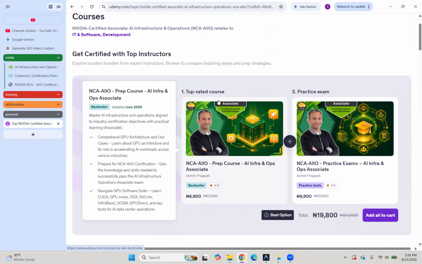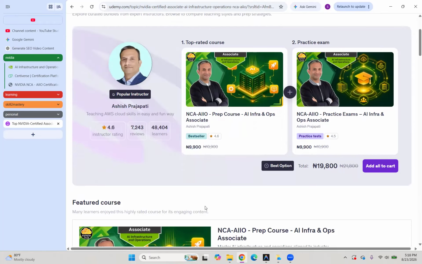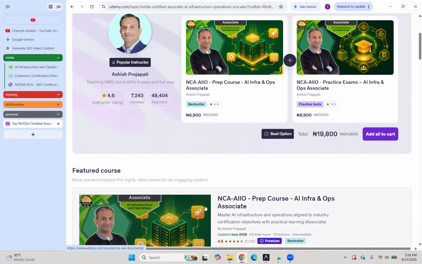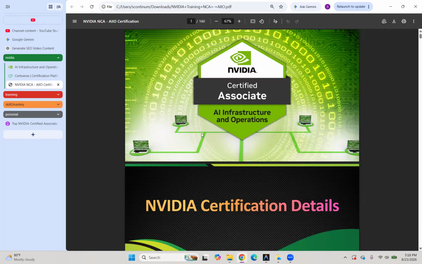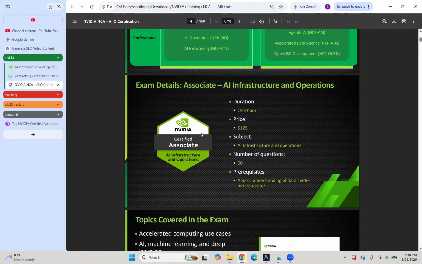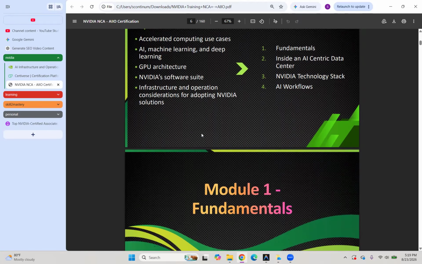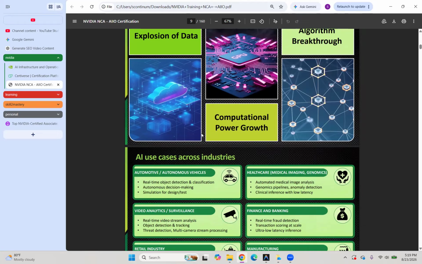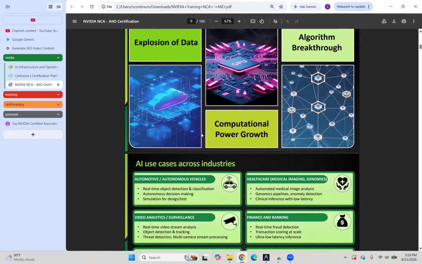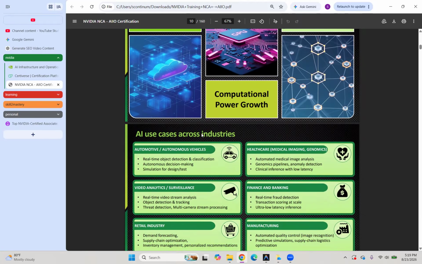So that's why I'm going to recommend it for you. It's not really expensive. You can just enroll in it and understand. So what is inside the course? This is the course material. It's going to break down for you what you actually need to understand in NVIDIA suits, starting from what is driving the AI evolution, the explosion of data, the computational power growth, and all the use cases AI has covered.